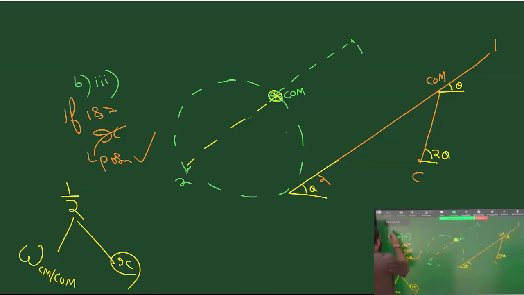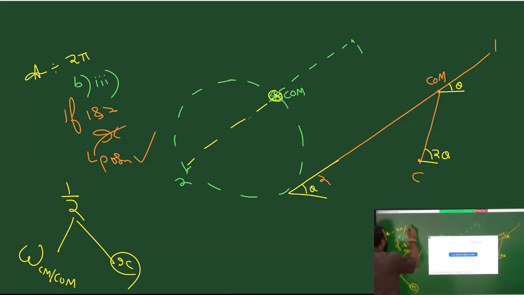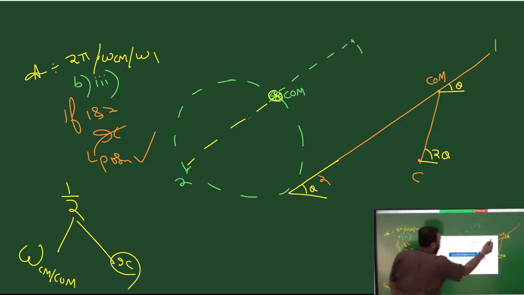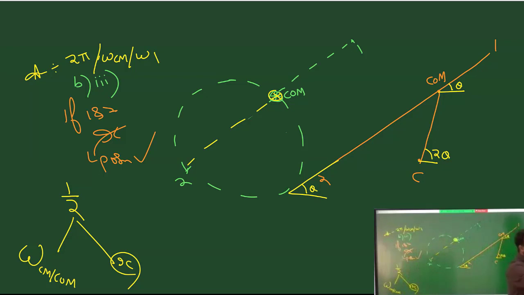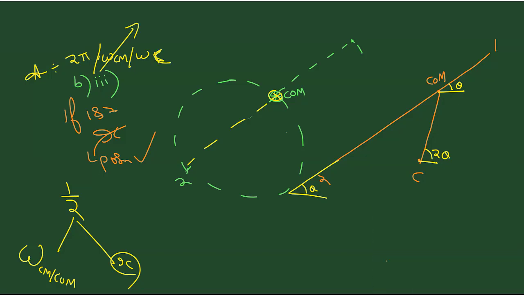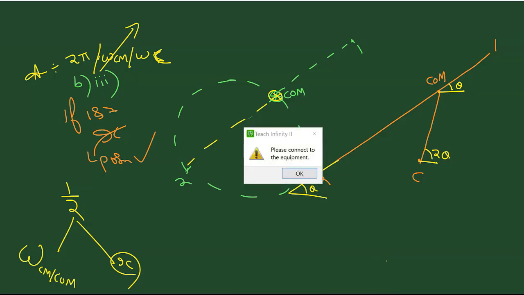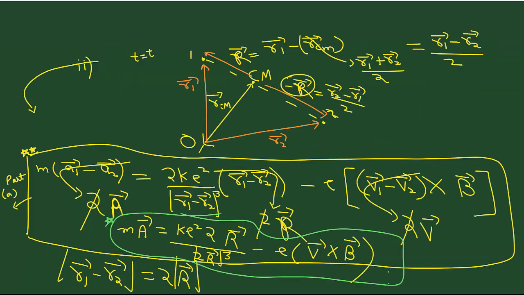So the answer will obviously be 2 pi by omega of center of mass, say omega c, because as it completes one circle, as it moves by 2 pi, that theta angle becomes pi and 1 and 2 positions will become interchanged. Omega cm expression I have already written in the previous step. In fact, anything that I am saying here is only on the basis of this equation that I have derived. Again, you can take a moment and think about it, what I have said here.